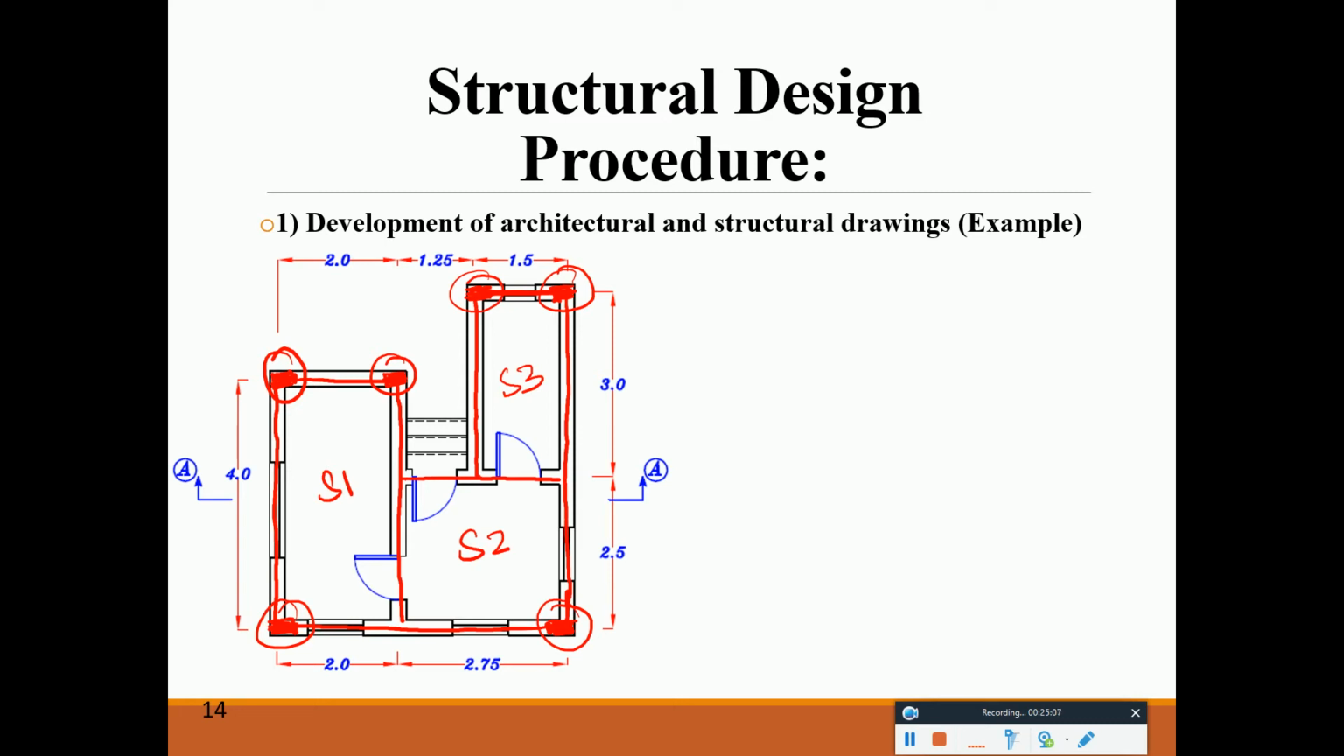If you can see here, the distance from this column to this column is 5.5 meters. For 5.5 meters, you don't require an intermediate column, so I don't need to put a column in this particular location. What about this particular beam? Once again, the distance for this beam is 4 meters, according to whatever has been given. So I don't need to put a column here.